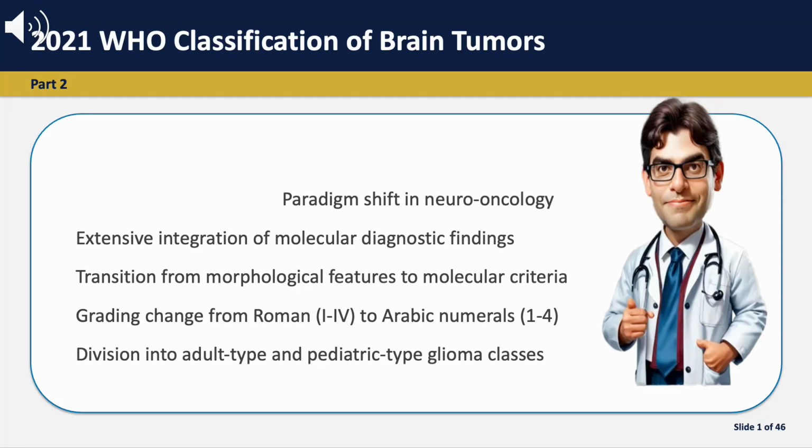Welcome to the comprehensive 2021 World Health Organization Classification of Brain Tumors. This complete lecture covers all major brain tumor types, their molecular characteristics, diagnostic criteria, and clinical implications. Over the next 60+ slides, we will explore the complete spectrum of CNS neoplasms from diffuse gliomas to mesenchymal tumors, with emphasis on molecular diagnostics and clinical integration.